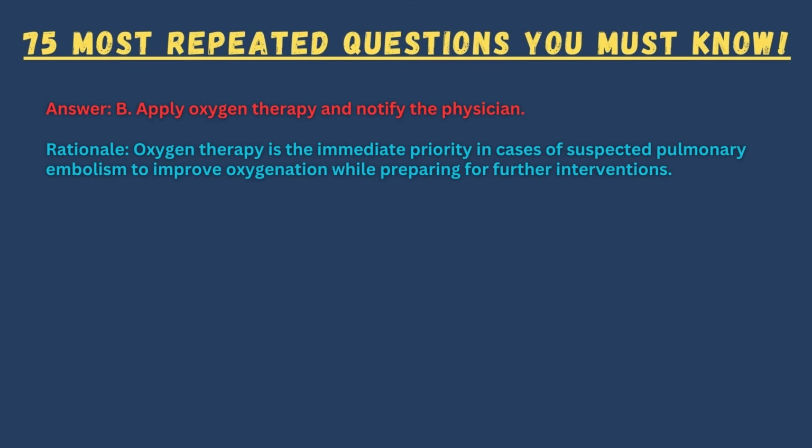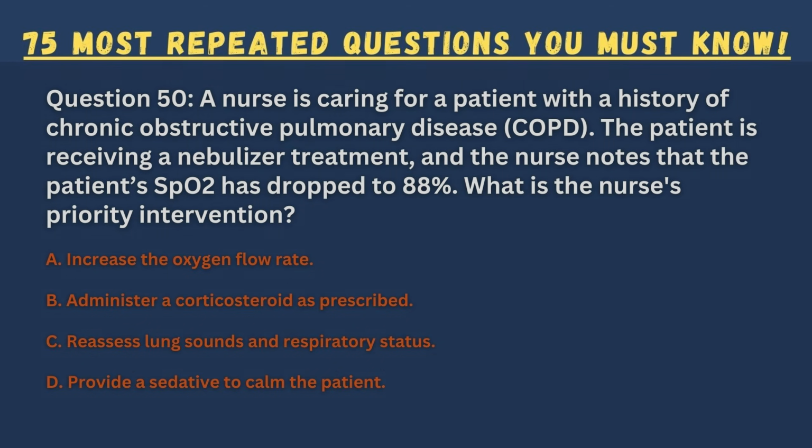Answer: B. Apply oxygen therapy and notify the physician. Rationale: oxygen therapy is the immediate priority in cases of suspected pulmonary embolism to improve oxygenation while preparing for further interventions.